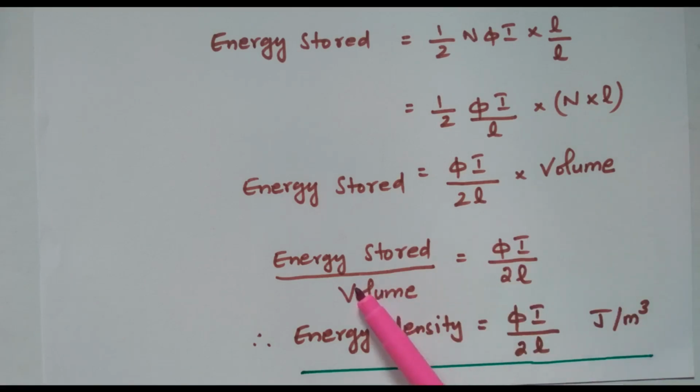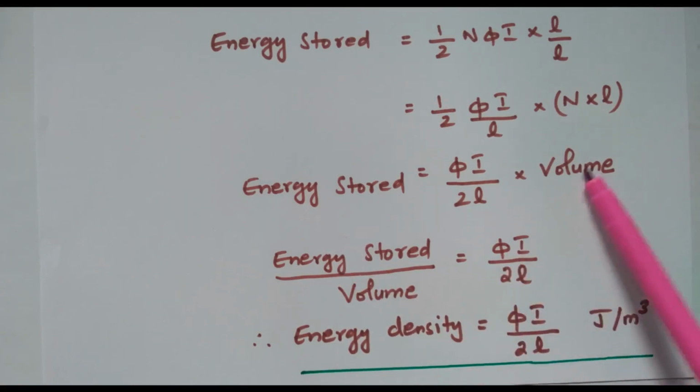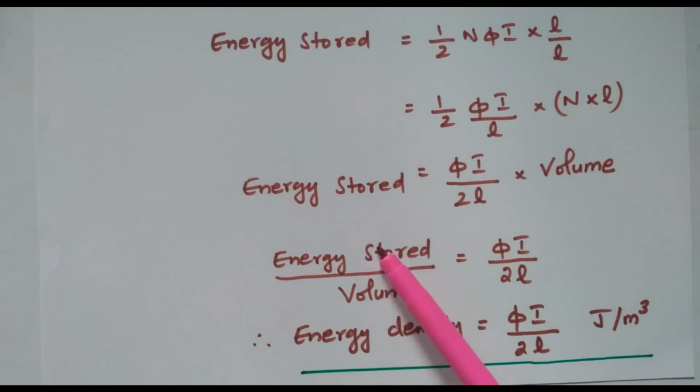Now bring this volume into the denominator on the left-hand side. Energy stored by volume is equal to LI squared divided by 2L, right? What is energy stored by volume? It is nothing but the energy density. The unit is joules per meter cube, because it is divided by volume. So the energy density stored in the inductor is LI squared divided by 2L joules per meter cube. Now we'll see the energy density of the solenoid.